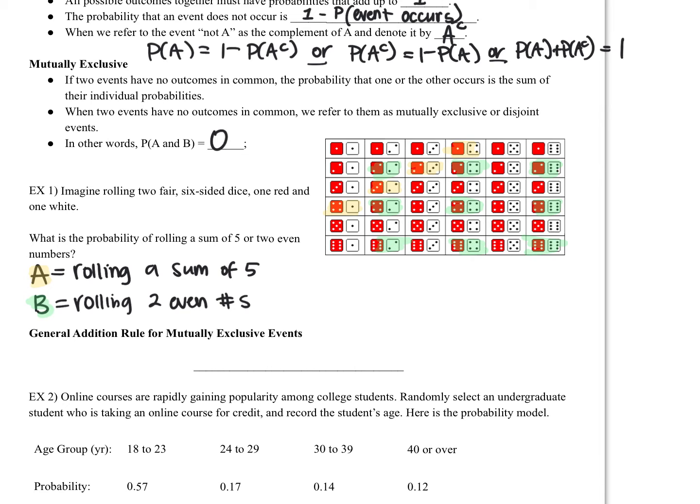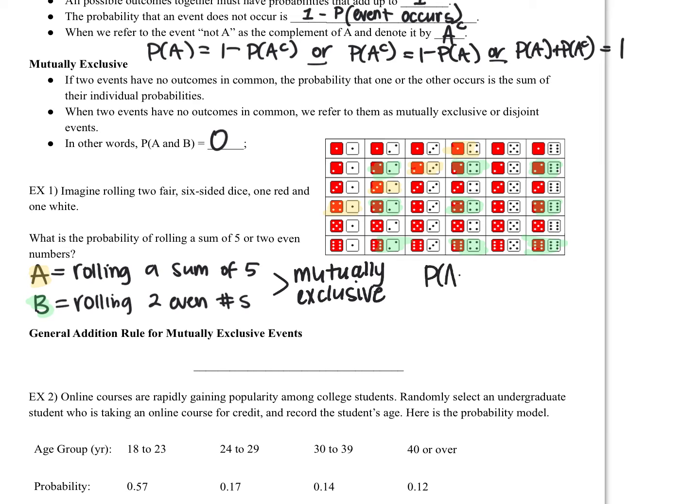All right. So if we notice, there is no outcome in event A that is also in event B. There's no way to roll a sum of 5 using 2 even numbers. So these events are mutually exclusive. Okay. So I can just add their probabilities together.